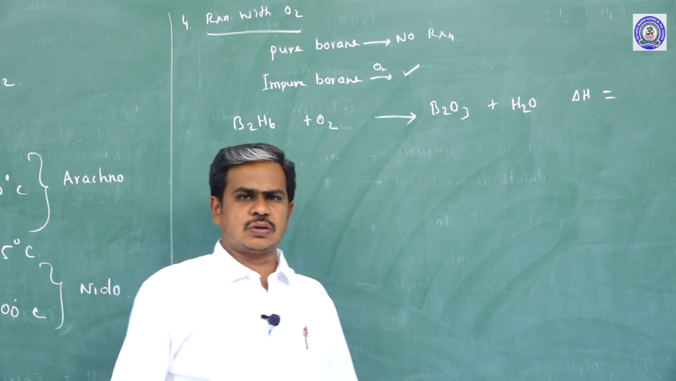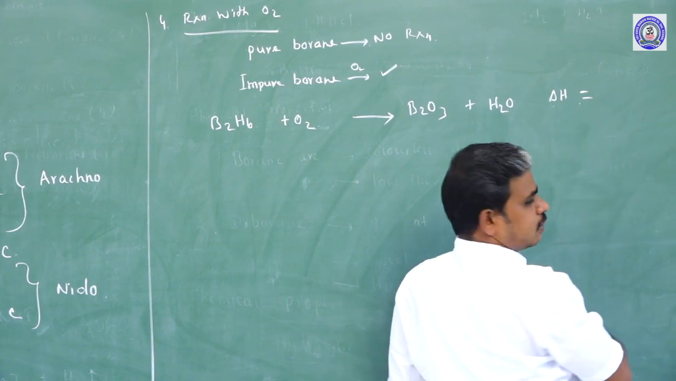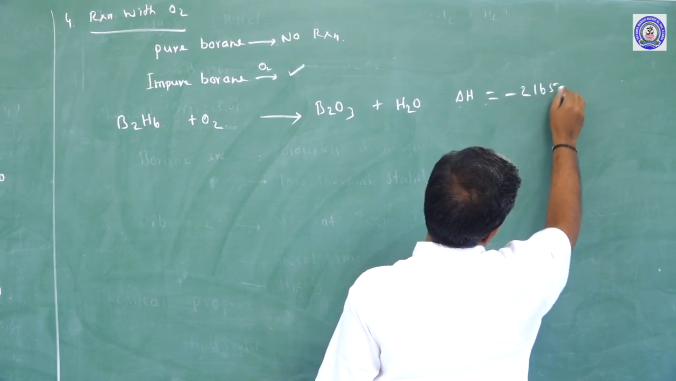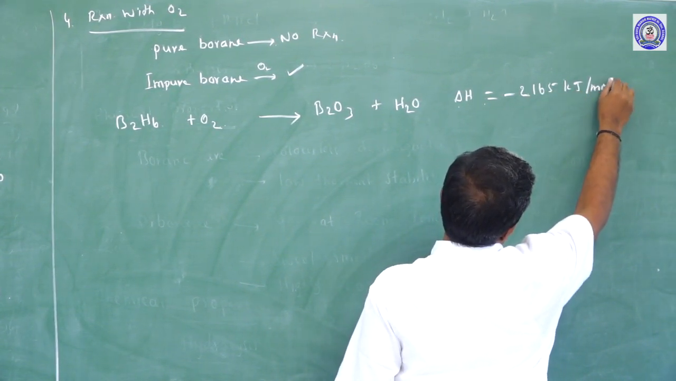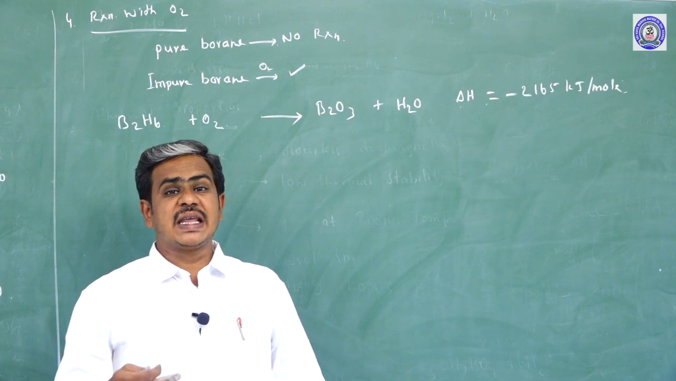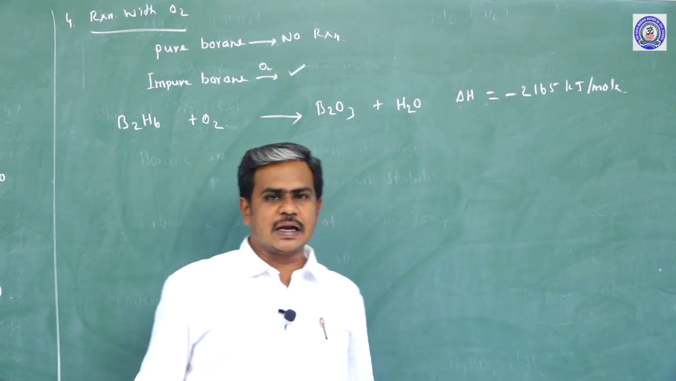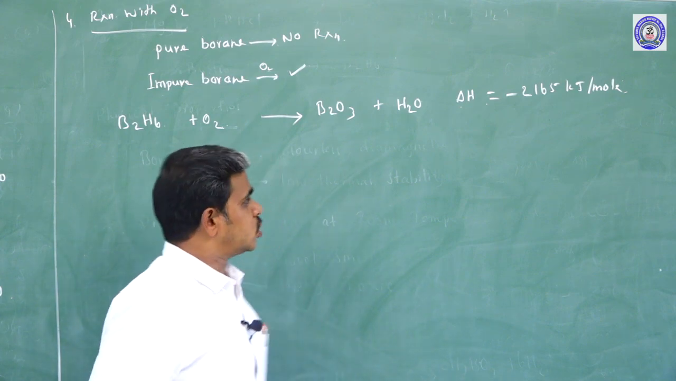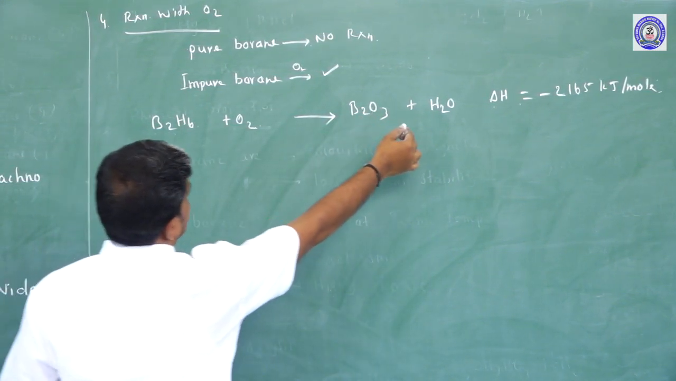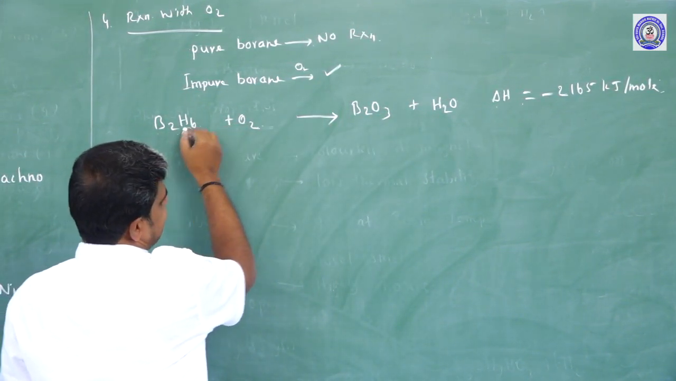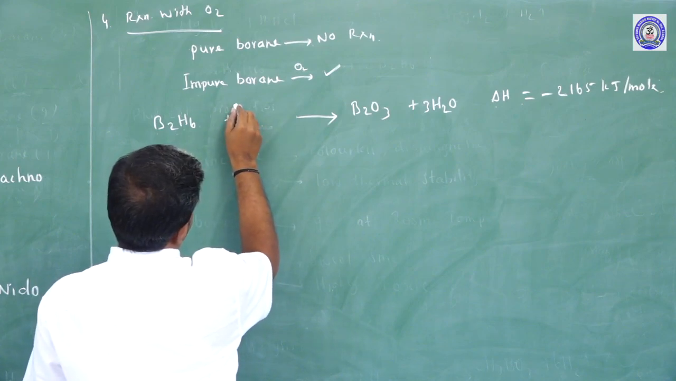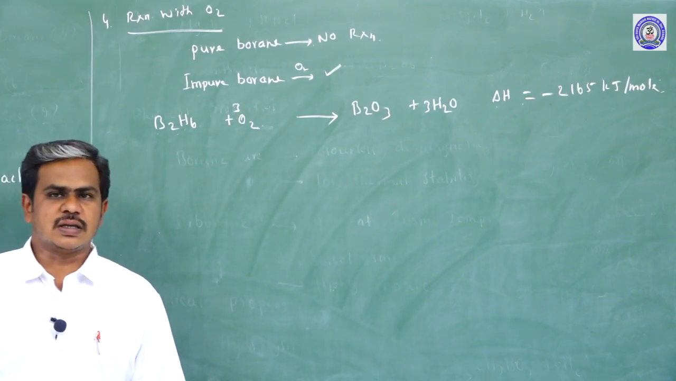How will you identify exothermic? Delta H is nothing but enthalpy. Enthalpy is negative, 2165 kilojoules per mole. So, per mole 2165 kilojoules of heat is liberated. The negative sign indicates the amount of energy liberated. So, we get B2O3 and water. Here B2, and oxygen and hydrogen: 6 hydrogen, so here it is 3, 3 oxygen, so it is 6 oxygen and 6 oxygen.